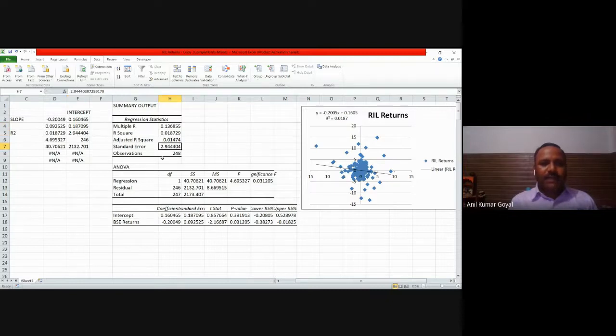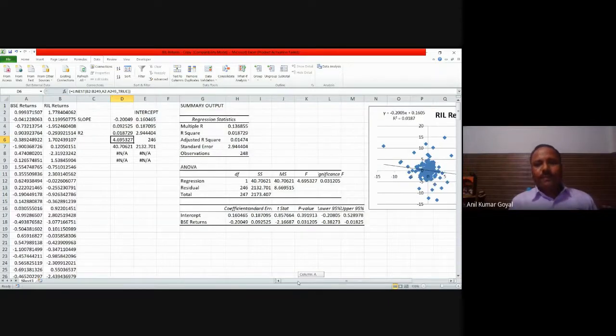This is my degrees of freedom, 246 residuals. This is my residual sum of squares. This is my explained variance. Likewise, I have calculated this is the F statistic. So I have calculated my values in this way. So I have three methods to calculate. Any question in this? Any question?